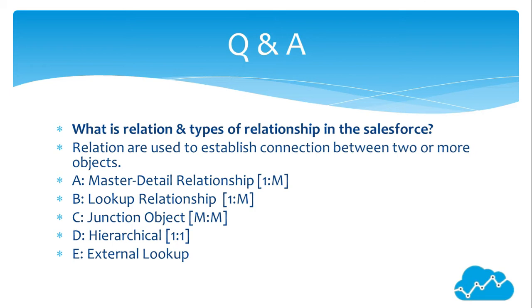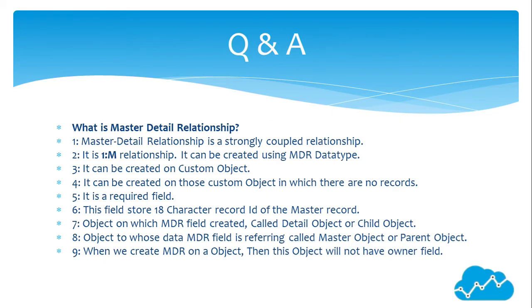What is a relation and what are the types of relationship in Salesforce? Relations are used to establish connection between two or more objects. Master detail relationship is a one-to-many relationship. Lookup relationship is a one-to-many relationship. Junction object is a many-to-many relationship. Hierarchical is a one-to-one relationship. External lookup.